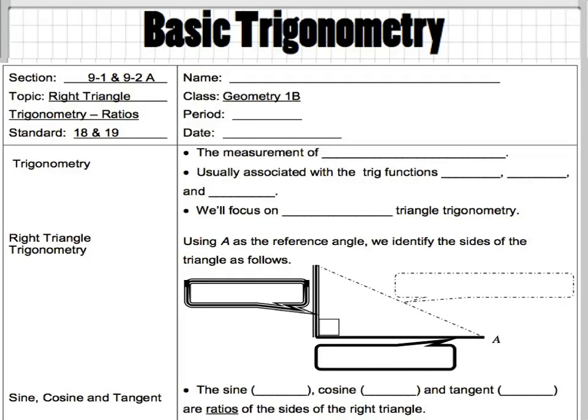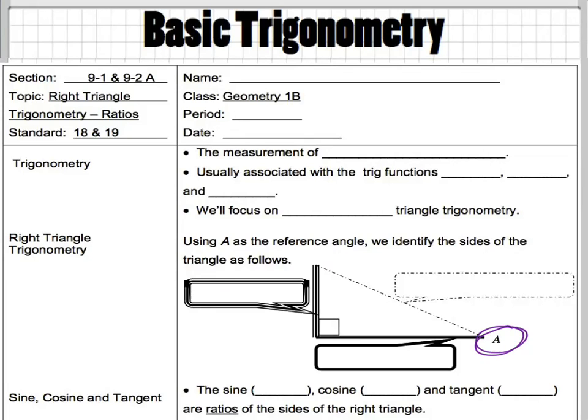Alright, here we go. Right triangle trigonometry ratios. I'm going to skip these first bullet points because I'm not sure exactly where I was going with that, but it doesn't matter. Let's talk about labels, because if we don't know the labels, we're not going to be able to do the trig functions.